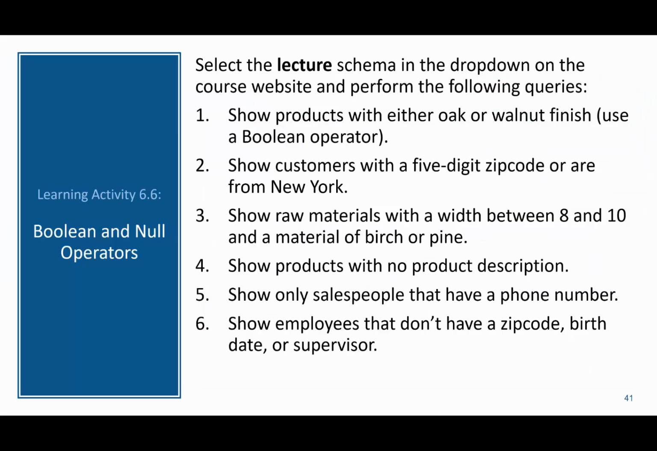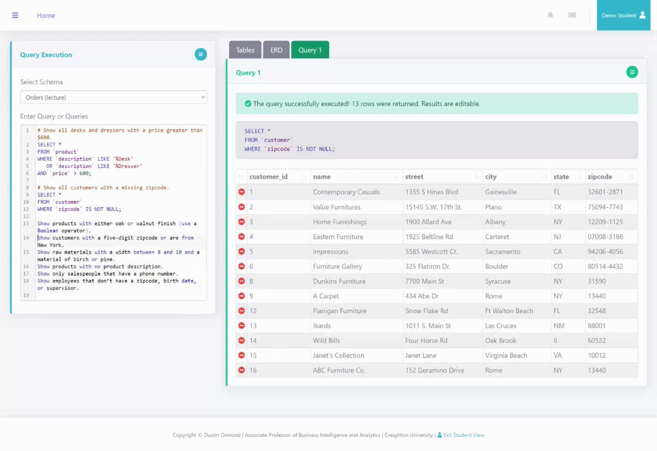So now here are a few more examples of Boolean and null operators. I want you to try these on your own, pause this video, and then come back to compare your answers. All right, I've gone ahead and copied all the questions over. I'm going to just add comments before each of these so that they're not interpreted when I run the actual queries. All right, this first query asks us to show products with either oak or walnut finish. And we're asked to use a Boolean operator.